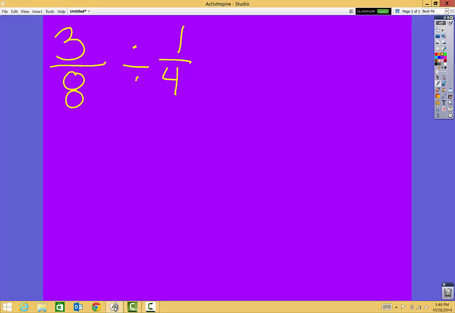How I notice this is different from my other problems is my denominator. That bottom number that tells you how many parts you have as a whole are not the same. So let's start with a picture.